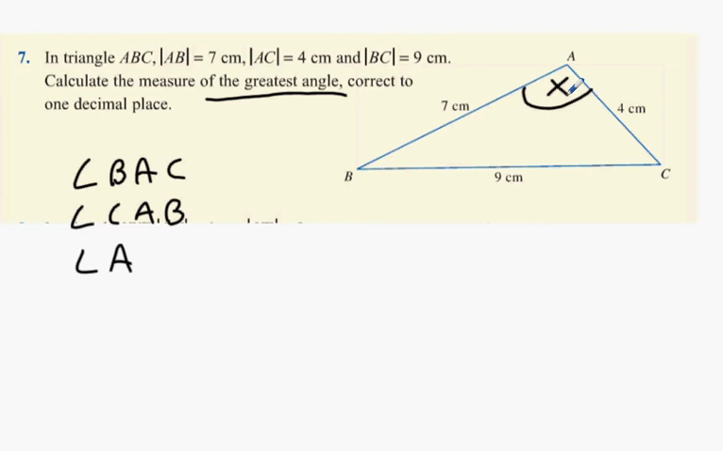You could label a lowercase a. No, don't, not with lowercase a, because lowercase a is technically the length that's opposite angle A. So don't use lowercase a. All right, now we're almost making it too technical. Okay. Now you write down the cosine rule, the generic cosine rule.